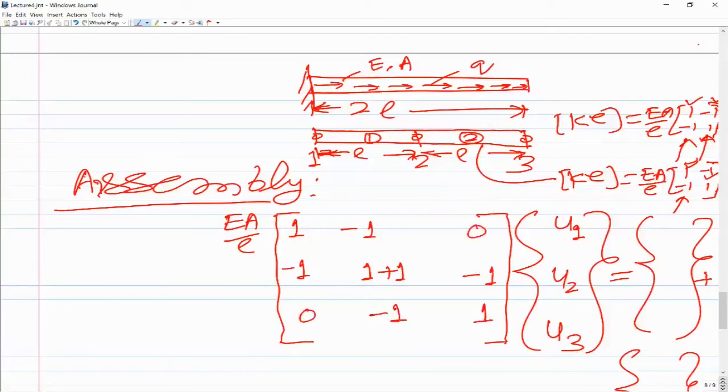Then similarly, if you look at the F external, for the first element it will go to the first row and second row in the global system. So we will have here QL by 2, QL by 2. And for the second element, because it corresponds to global degrees of freedom U2 and U3, it will go to the second row and third row. So these contributions are coming from the first element, and these contributions are coming from the second element.